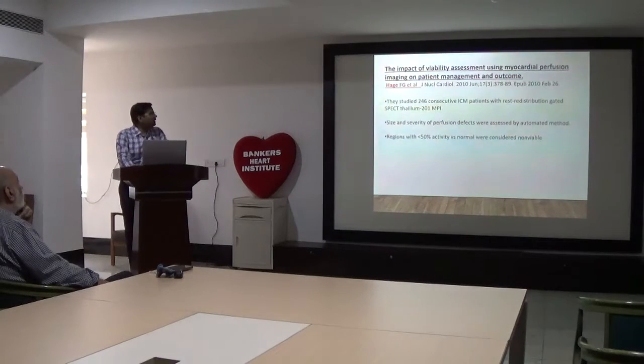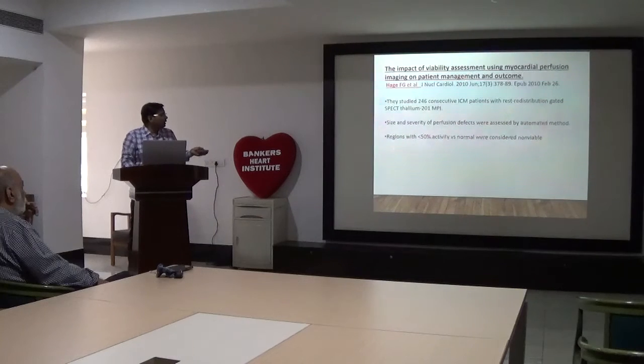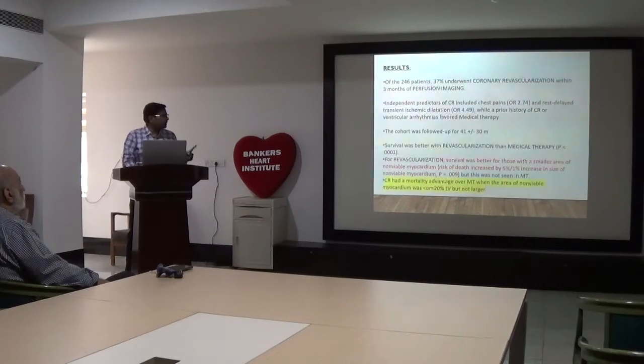There is one study, by FT et al. In this study, 246 consecutive ischemic cardiomyopathy patients underwent a gated SPECT thallium study. The size and severity of the perfusion defect was assessed by an automated method. Regions with less than 50% activity versus normal were considered non-viable. Means if the thallium index is less than 50%, it is considered non-viable in this study.